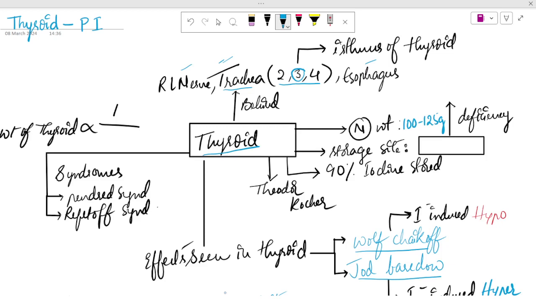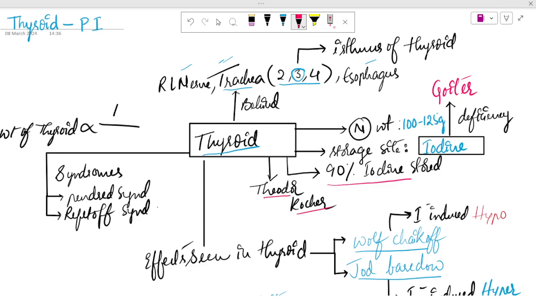Now, what is the main component that is stored in the thyroid? The main component that is stored is iodine. If there is a deficiency of iodine, it leads to formation of goiter. Nearly 90% of the iodine in the body is stored in the thyroid itself. Now, regarding the clinical status, who is denoted as the father of thyroid surgery? That is Theodore Kocher.